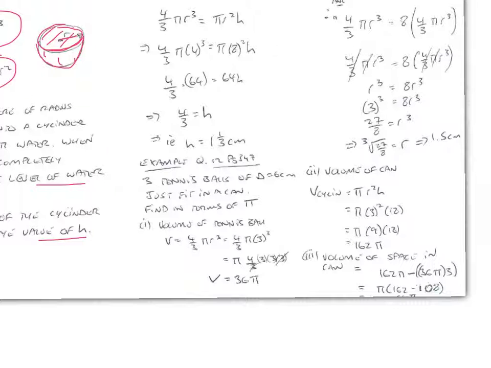Three tennis balls of diameter 6 centimeters just fit into a can. So 1, 2, and they're squeezed tightly against each other. Find, in terms of pi, the volume of the tennis ball.